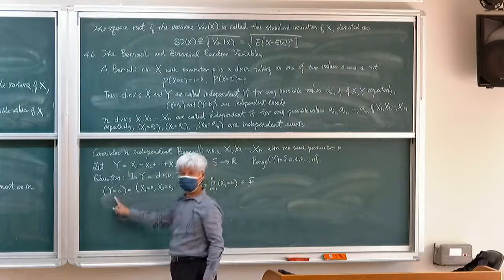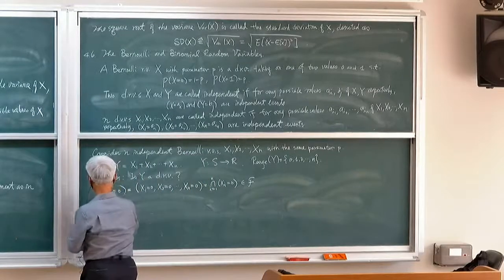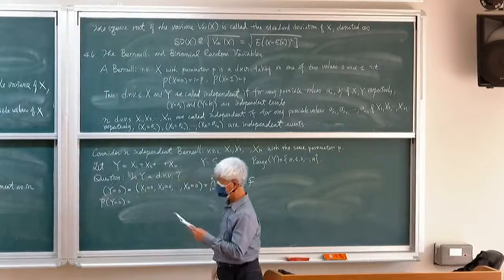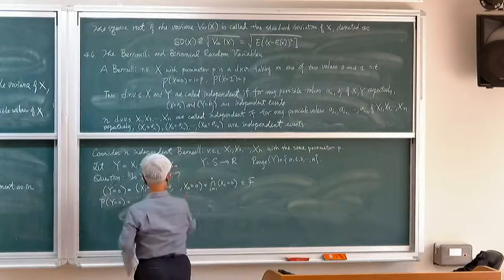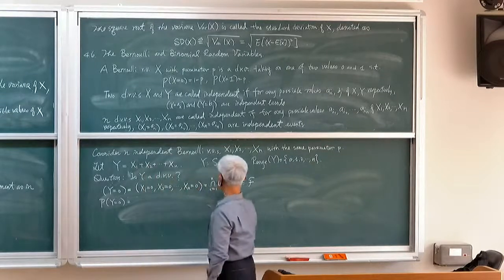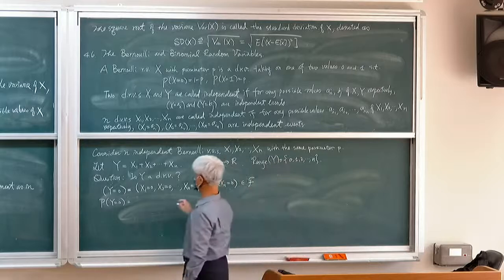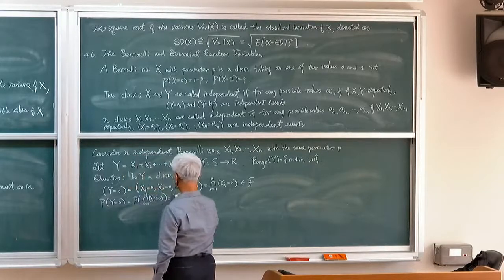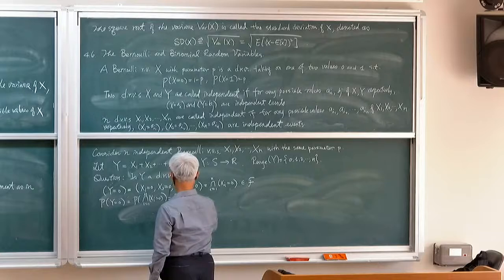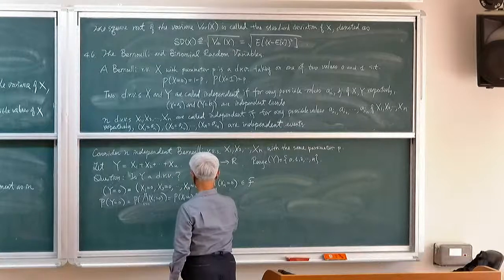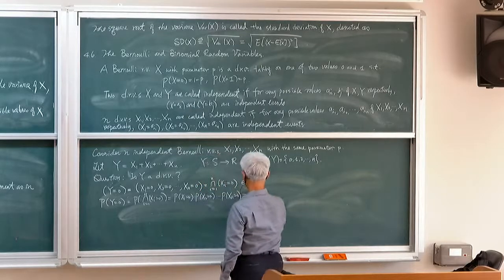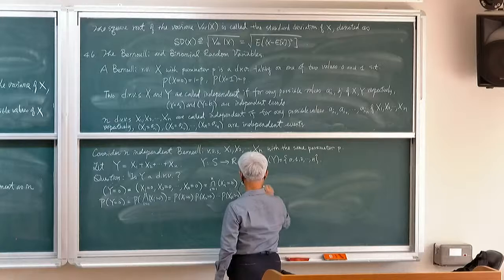So this one is measurable, and so we can compute the probability of this basic event. Because of the intersection, and because they are independent, the probability becomes the product. So this is 1 minus p to the n.